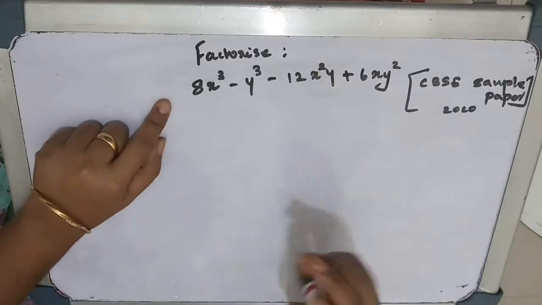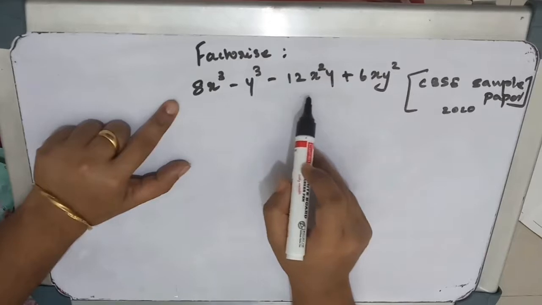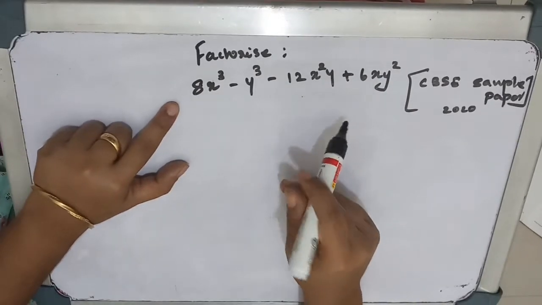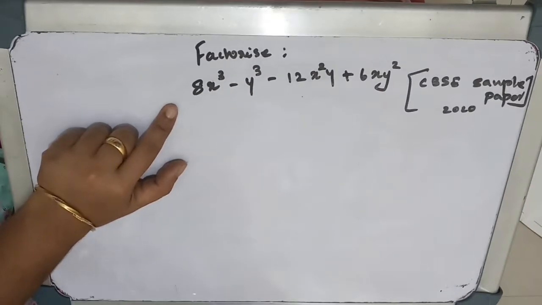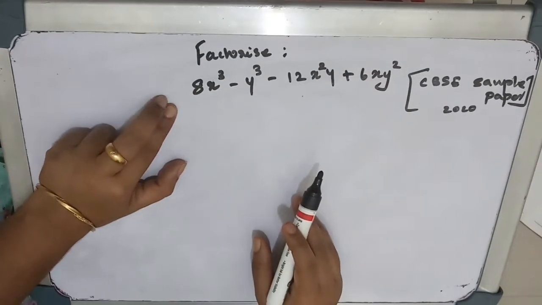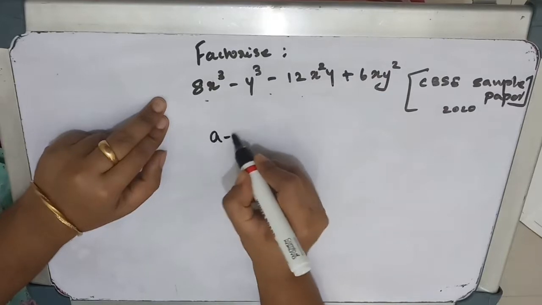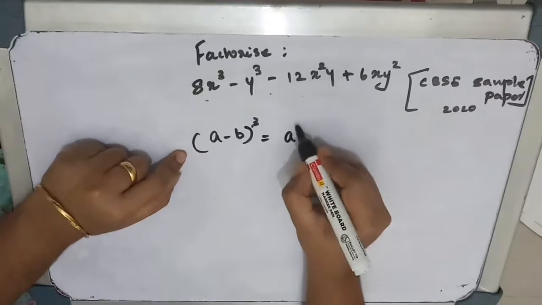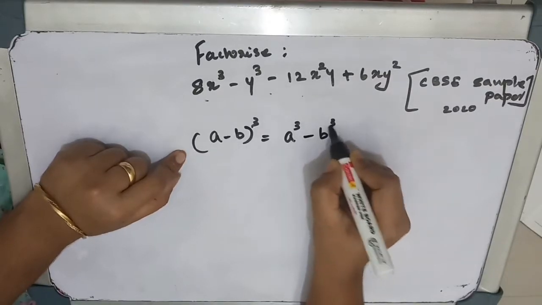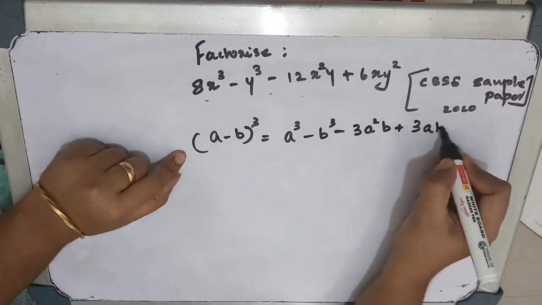Now this is another question. Factorize 8x cube minus y cube minus 12x square y plus 6xy square. Here in the question it is not specifically said to factorize with factor theorem or any other method. So let us try first algebraic identities. It is very similar to the expression of a minus b the whole cube. Using the identity a minus b the whole cube, we can write a cube minus b cube minus 3a square b plus 3ab square.